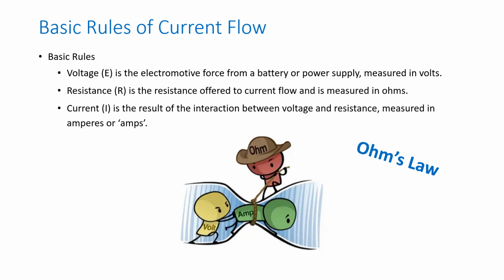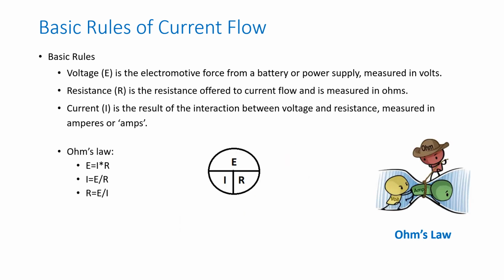So voltage, electromotive force, we measure in volts. Resistance, we measure in ohms. And the current, we measure in amperes or amps. The reason they represent current as an I is that it means intensity. So the higher the current, the more intense the current is.